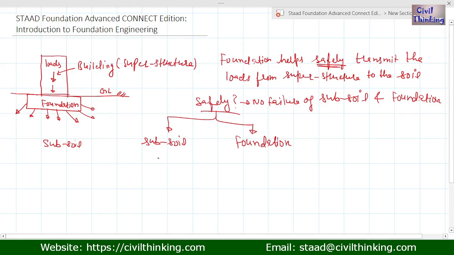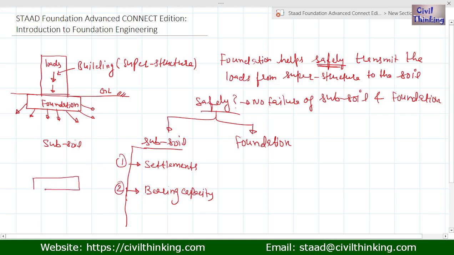So when it comes to subsoil, there are a few critical things. In the subsoil there can be settlements. The other thing about subsoil is bearing capacity. Bearing capacity of subsoil and settlements of the subsoil, these are the two things in the subsoil. So what are settlements?